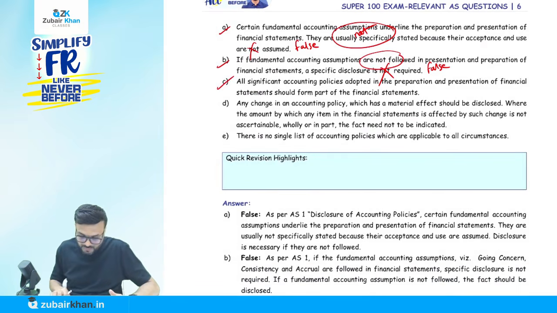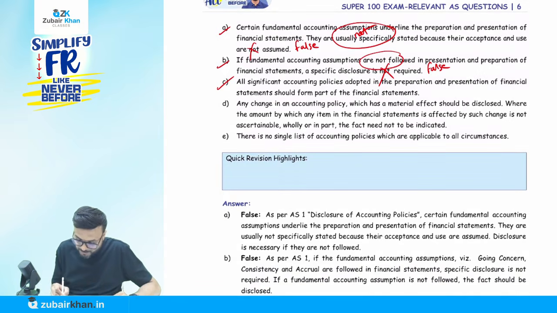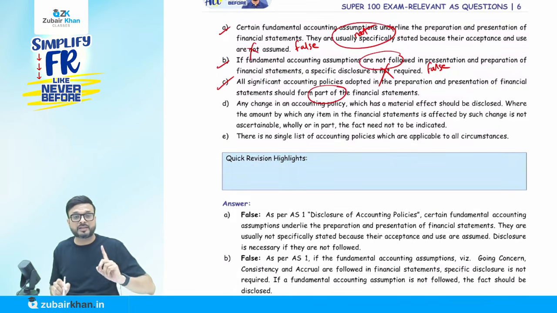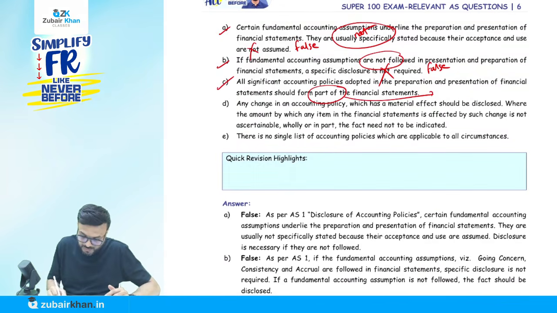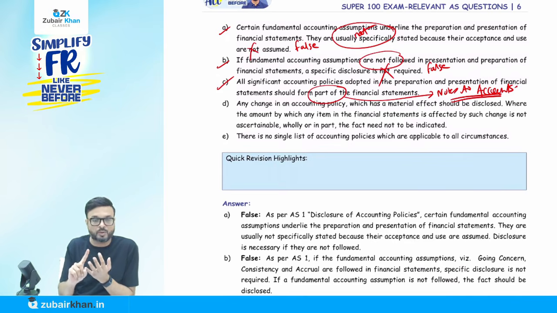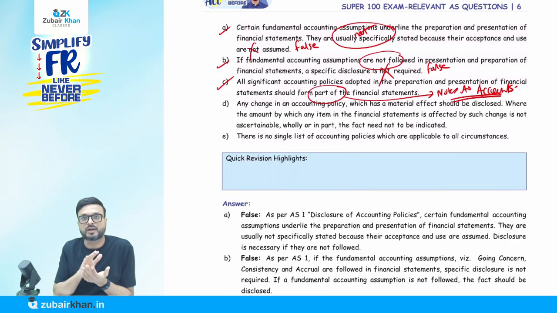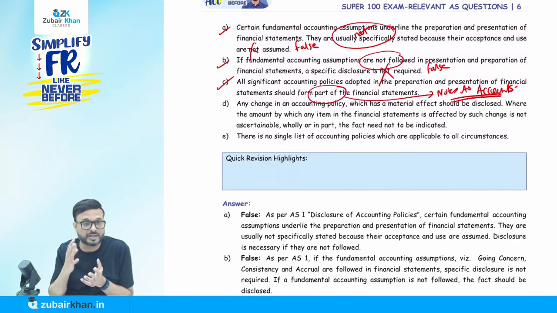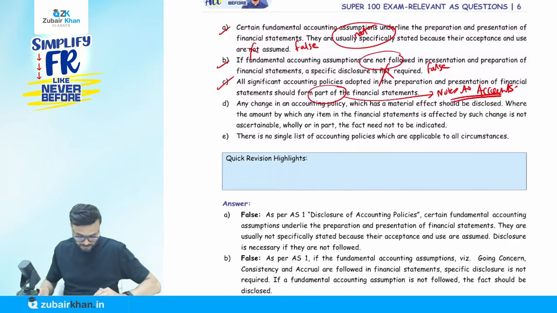Now, third: all significant accounting policies adopted in the preparation and presentation of financial statements should form part of the financial statements. Yes, correct. Where do we disclose all significant accounting policies? In notes to accounts. And remember that notes to accounts are also part of the financial statements. People assume that financial statements mean balance sheet and P&L. No: balance sheet, P&L, cash flow statement, and also notes to accounts. Therefore, the answer is true.